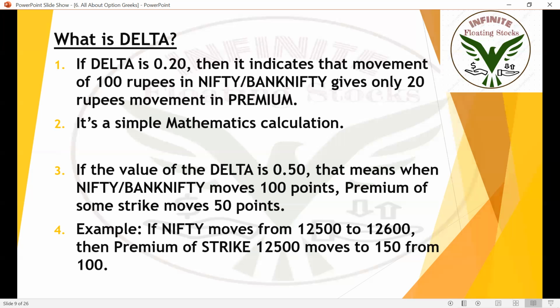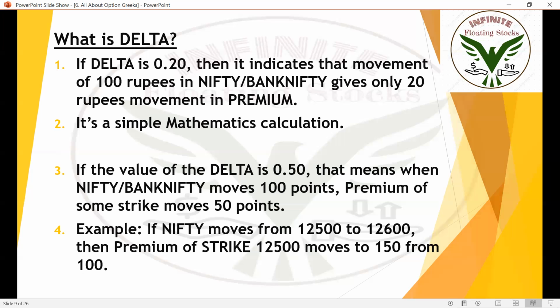When delta is 0.50, premium moves 50 points when the underlying asset, nothing but Nifty or Bank Nifty or stock, moves 100 points. So when delta is 0.20, premium will move 20 points. When delta is 0.50, premium will make a move of 50 points. When delta is 0.80, premium will move 80 points. When delta is 0.10, premium will move only 10 points.